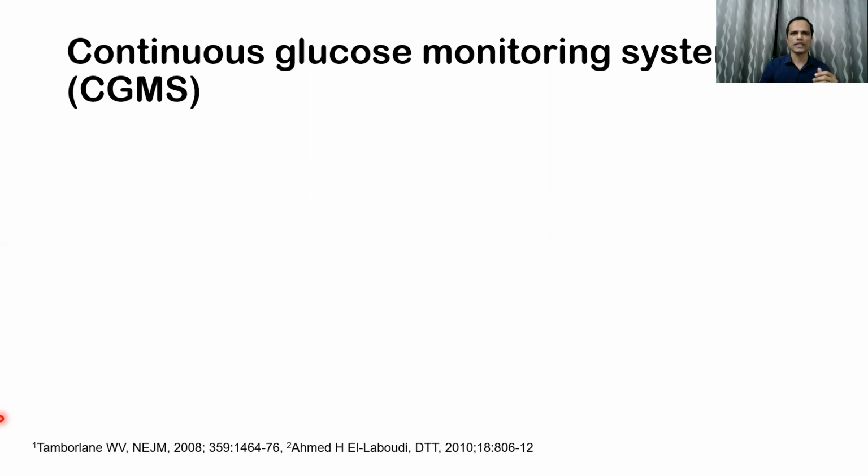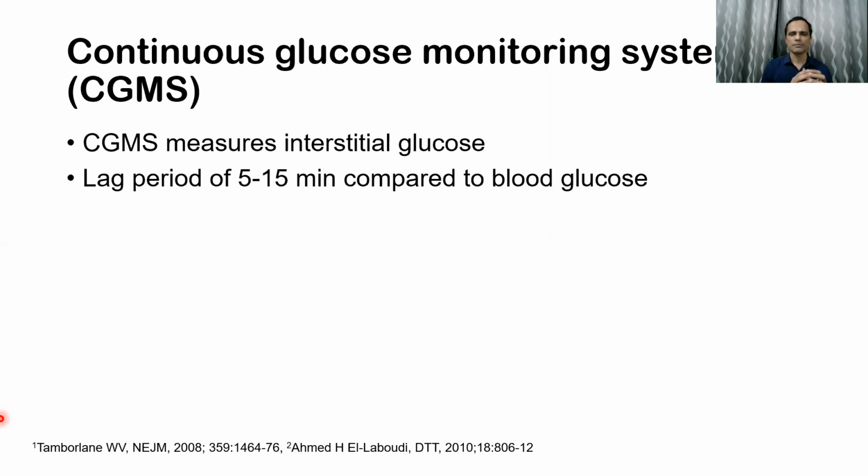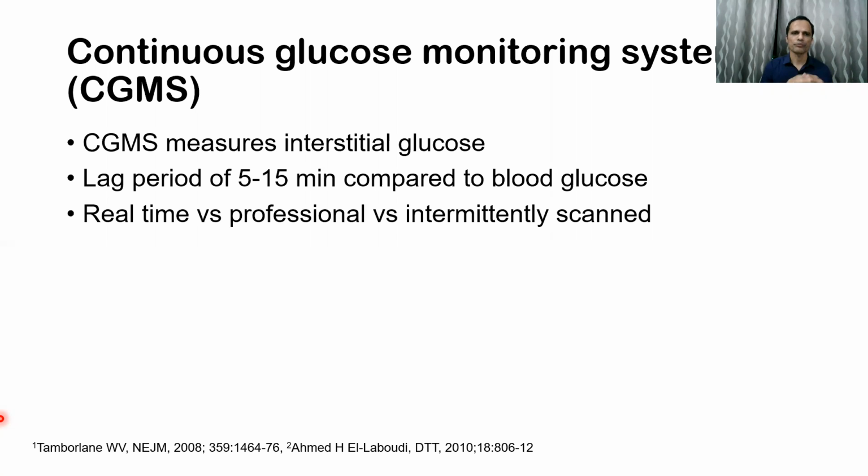Now, many of us know that continuous glucose monitoring system measures interstitial glucose, which typically lags behind by a period of 5 to 15 minutes compared to blood glucose. This lag period may be different in different devices, and also depends on whether the blood glucose is stable or whether it is going up or down.